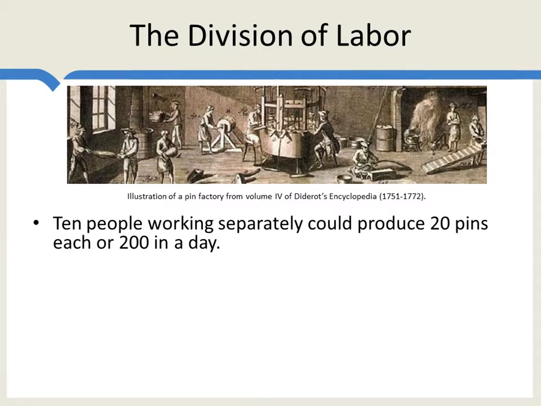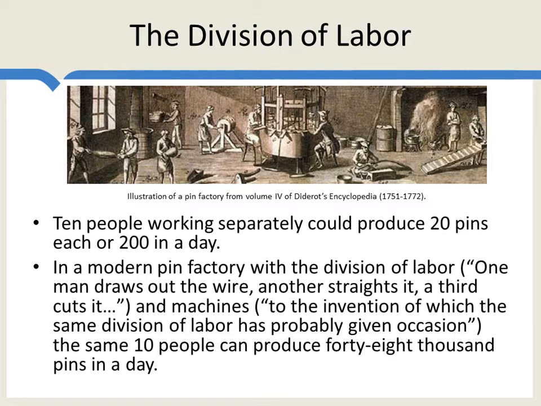Why? Well, Smith gives his famous example of the pin factory. He says that 10 people working separately could produce maybe 20 pins each, or 200 in a day, all total. But in a modern pin factory, modern for Smith, with a division of labor, that is where one man draws out the wire, another straightens it, a third cuts it, and so forth, and machines to work with, to the invention of which the same division of labor has probably given occasion, the same 10 people can produce 48,000 pins in a day. Is it any wonder that Smith was consumed by this idea, by the division of labor increasing productivity by more than 200 times?